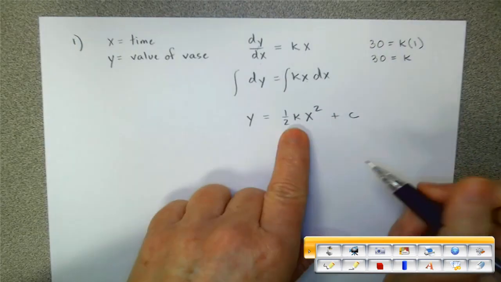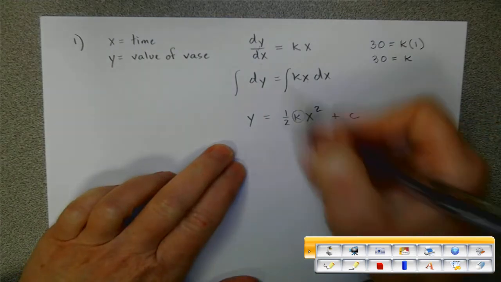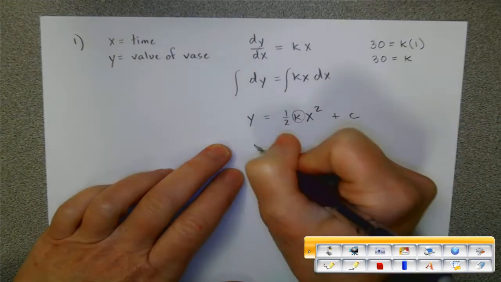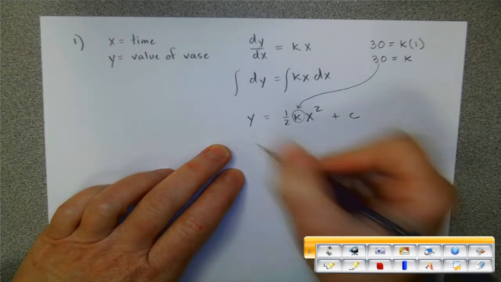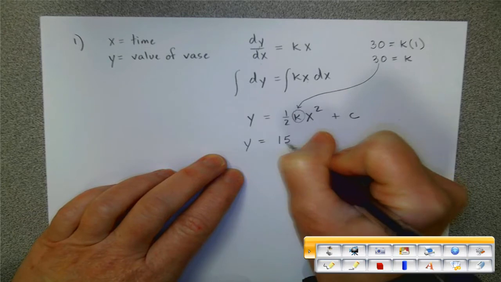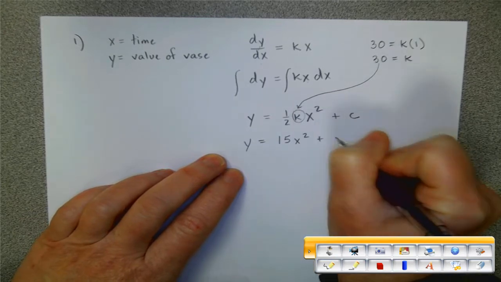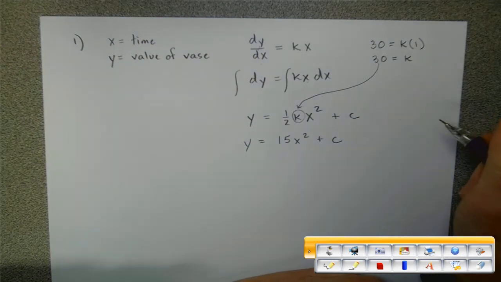Oh, so now I can go and replace that here in my equation that I already integrated. So I'm going to substitute in my 30 here for K. 1/2 of 30 is 15. So I have Y equals 15 x squared plus C. Well, now I still have this constant of integration. How am I going to get rid of that? Okay, they give me some more information.